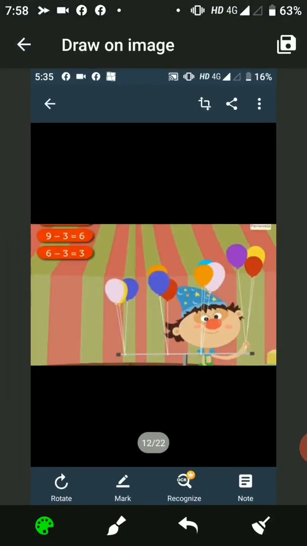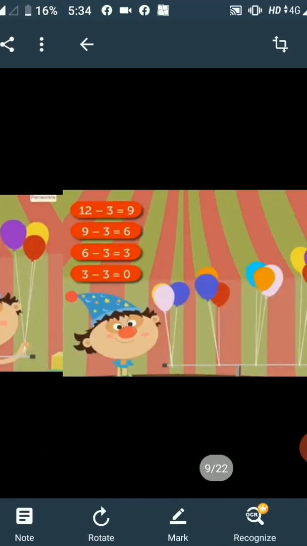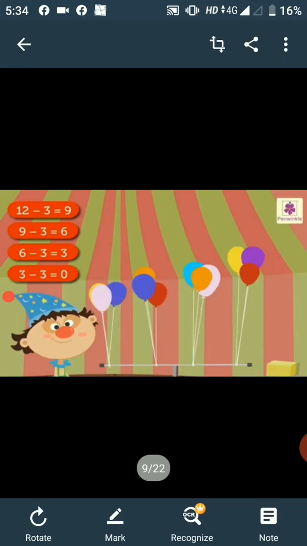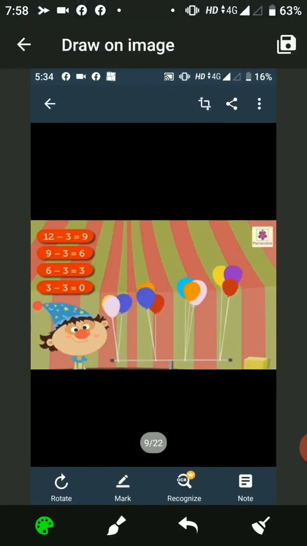Yes, 3, because he tied 3 balloons here, meaning 6 minus 3, here comes 3, and here how many balloons are left? 3. Clear? Now again in the last group, the clown ties the one remaining group. How many balloons are left with him? 3. So he tied 3 balloons. Now see, 3 minus 3, what comes? 0. So all the balloons he tied on the road. Clear? Now in how many steps did he do this? He has done this in 4 steps.